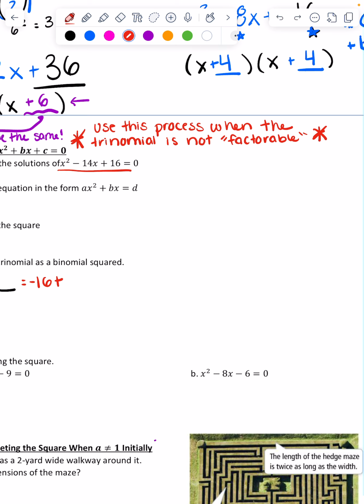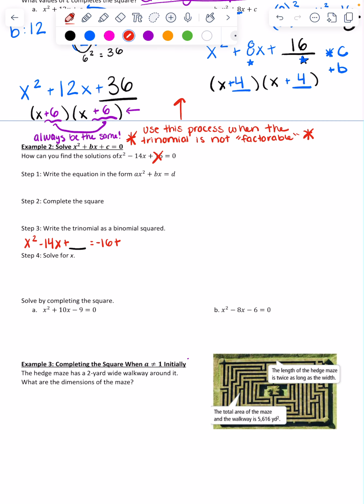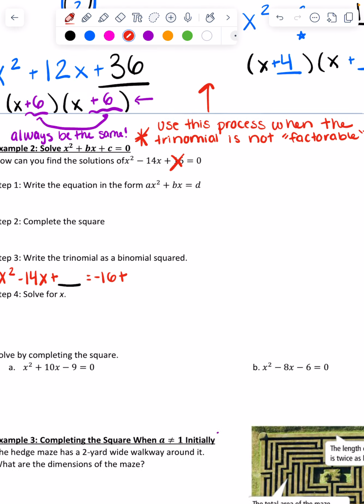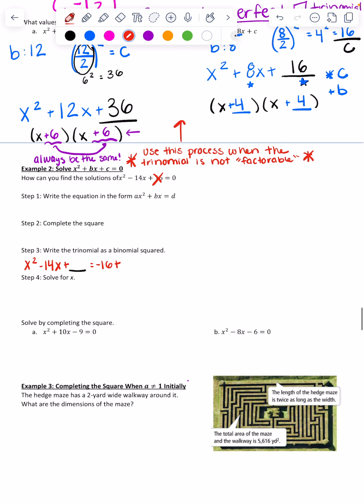Essentially what this process is going to do is we have to get rid of this C value. We want to get rid of it, and we want to come up with our own C value, like we did above, to make this into a perfect square trinomial. Let's go ahead and try it.